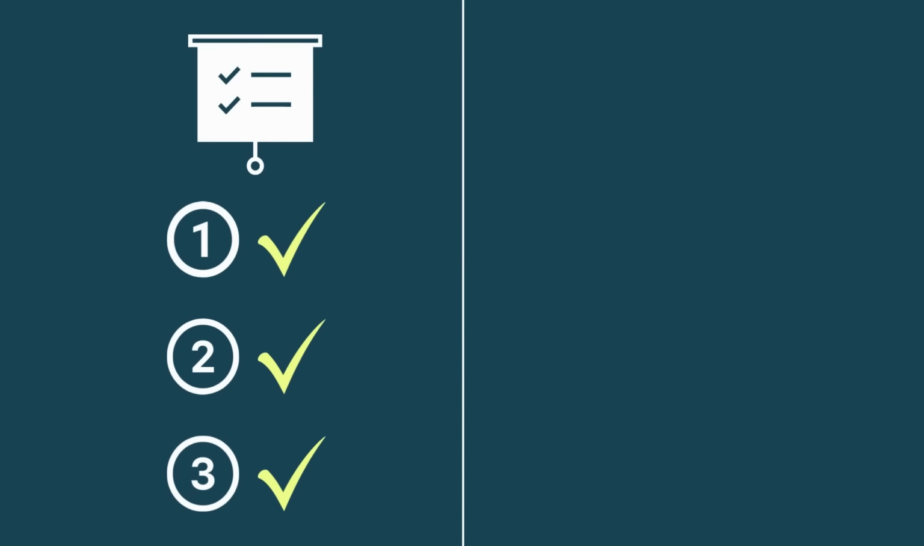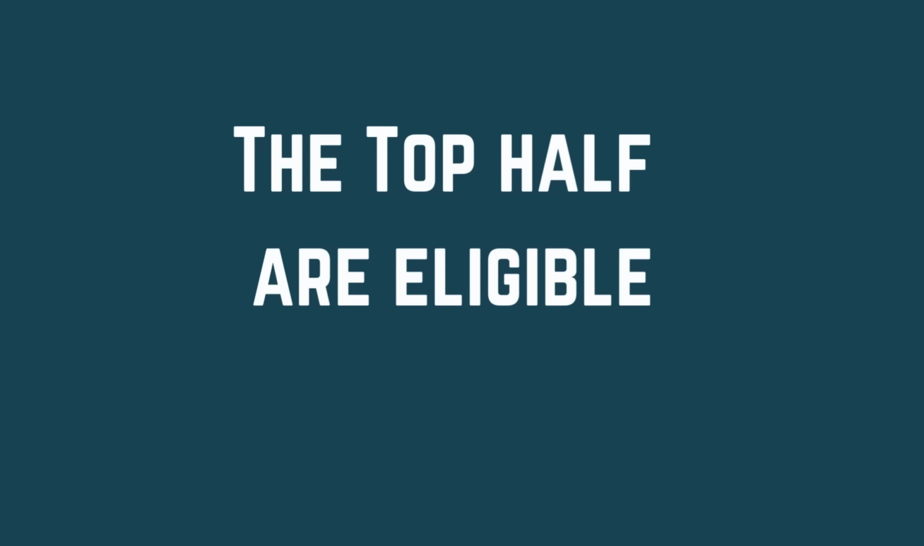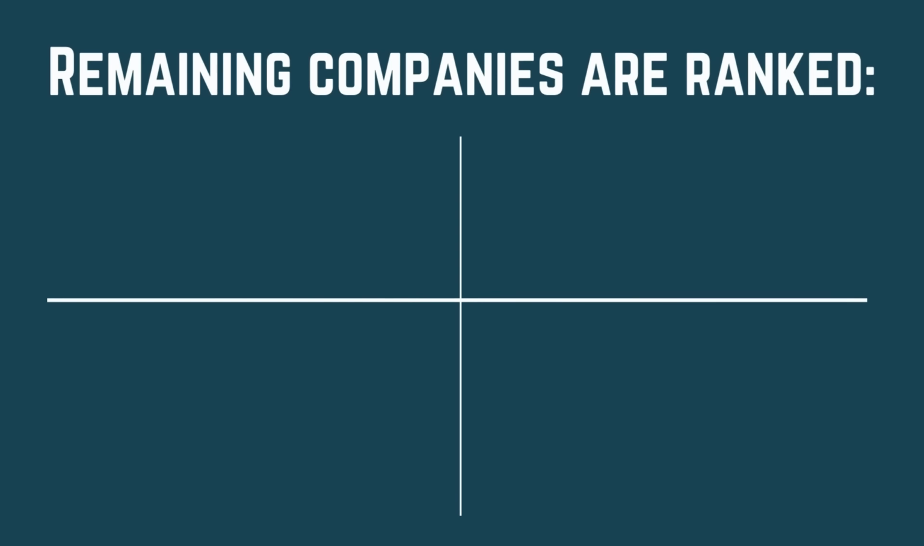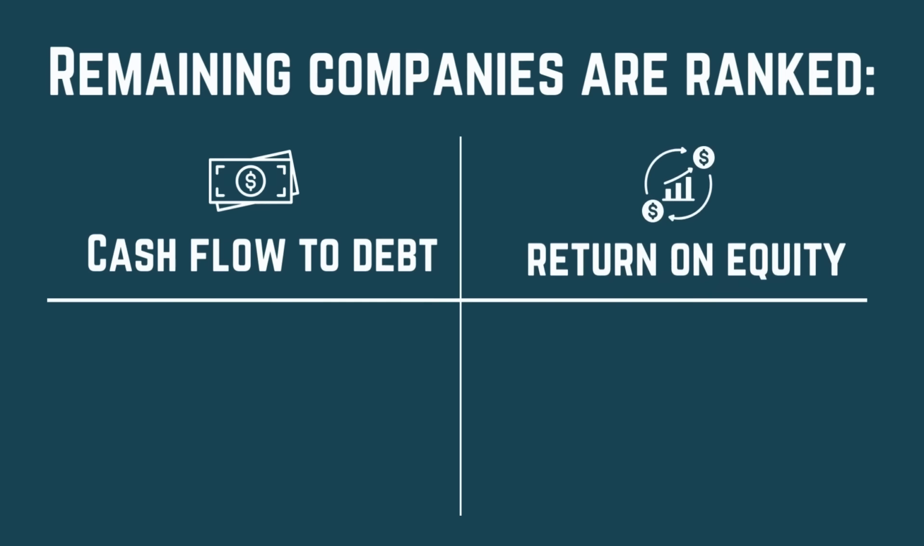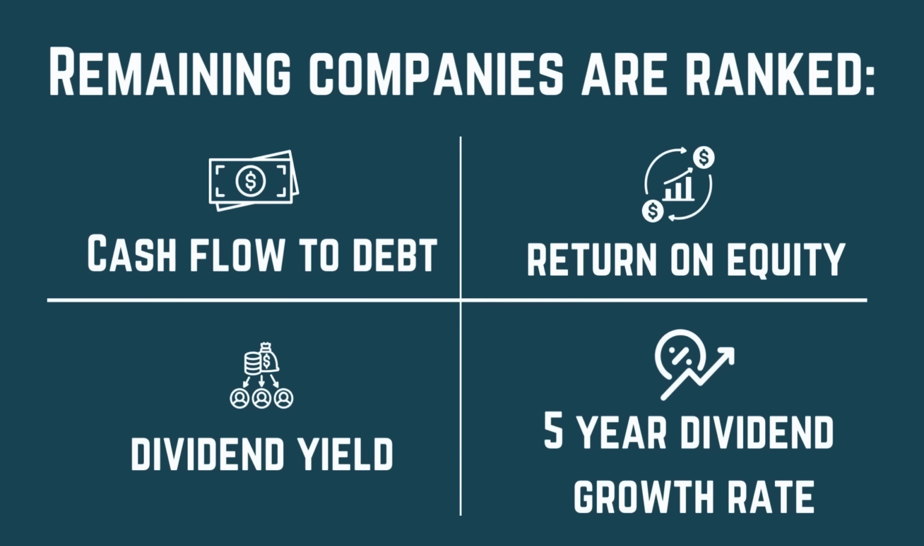If the companies pass those first 3 screens, they're then ranked in descending order, or from highest to lowest, based on their annual dividend yield. The top half are eligible for stock selection, so the highest yielders. The remaining eligible companies are then ranked based on their cash flow to debt, return on equity, dividend yield, and the 5-year dividend growth rate. The 100 top-ranked stocks by score are then selected to be a part of the index.